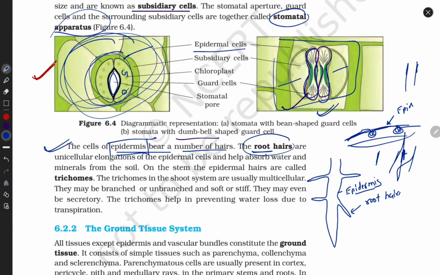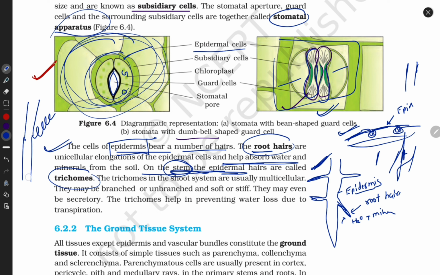What is the function of root hairs? They absorb water, of course, plus minerals and nutrients. On the stem, this is the leaf outer epidermis, and this is the stem. Stem also has epidermal hairs. We call them trichomes. The trichomes originate from the epidermis.